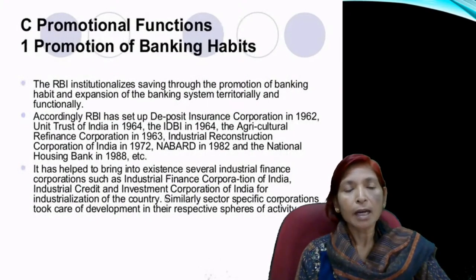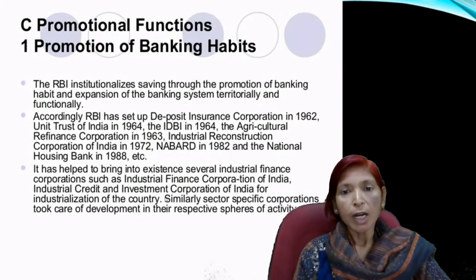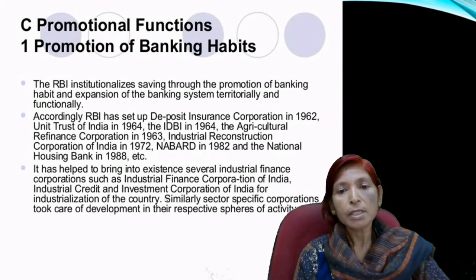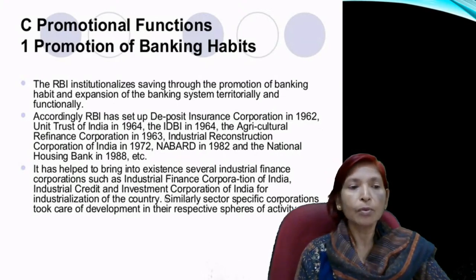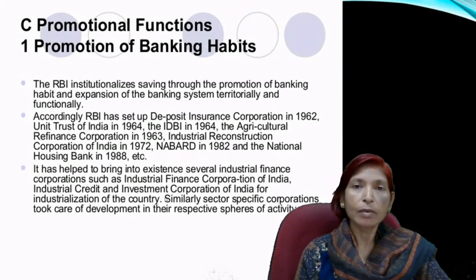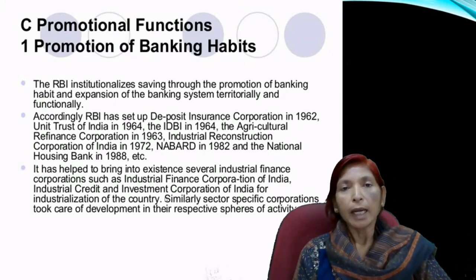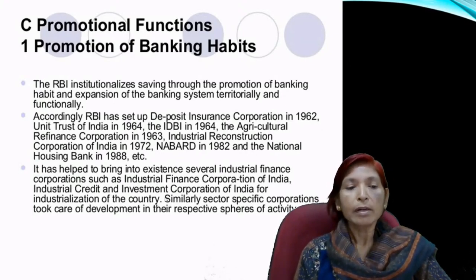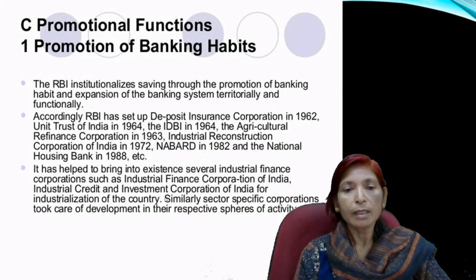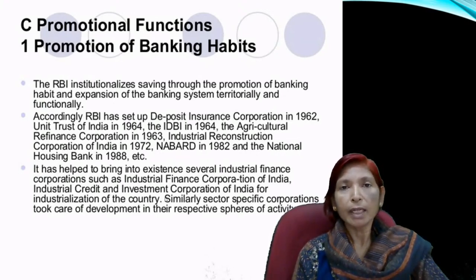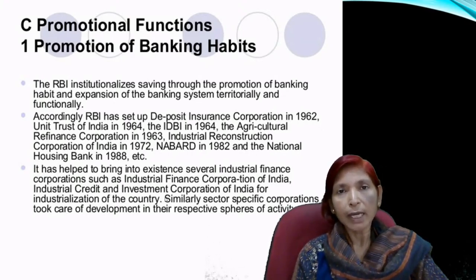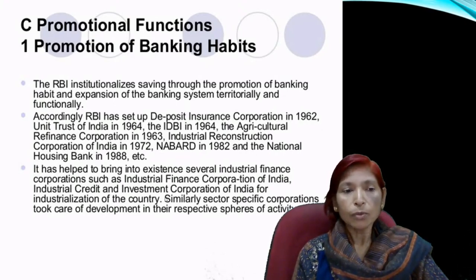Next, promotional functions. RBI can promote banking habits and the expansion of the banking system territorially and functionally. RBI has set up the Deposit Insurance Corporation in 1962, Unit Trust of India in 1964, IDBI in 1964, the Agricultural Refinance Corporation in 1963, Industrial Reconstruction Corporation of India in 1972, NABARD, which provides loans and advance facilities to the agriculture sector, in 1982, and the National Housing Bank in 1988.